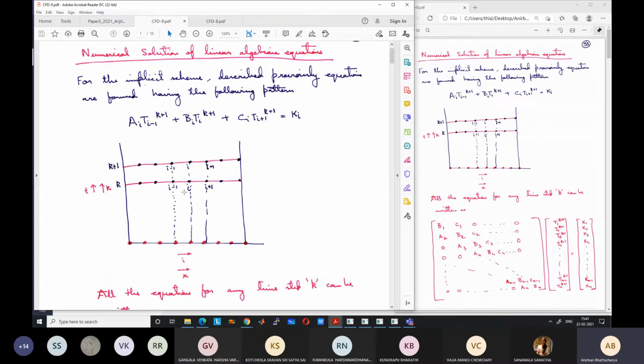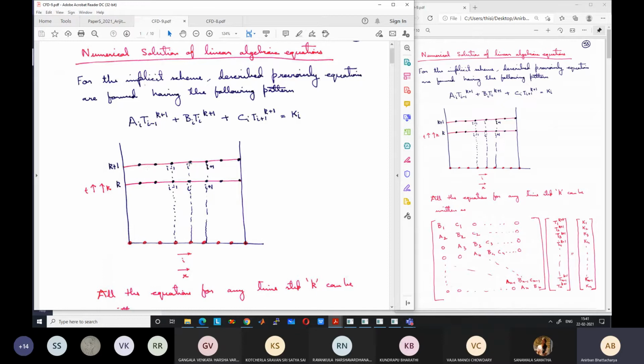So the values here are known from the previous calculation. If the unknown variable is temperature, these are Ti minus 1 k, Ti k and Ti plus 1 k. These values are known. We want to find out, for the next time step, all the n values.